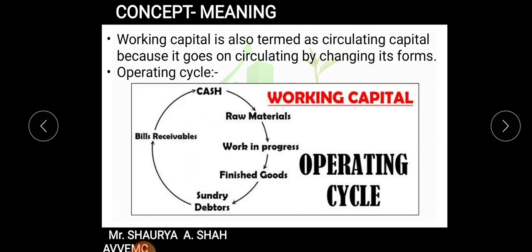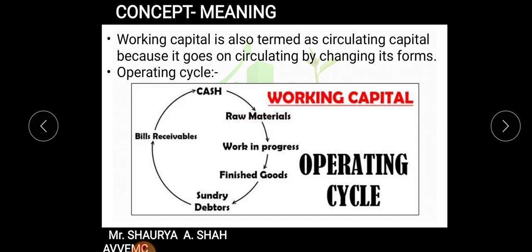For example, take the current situation of the pandemic, that is COVID-19. People have invested in raw materials, they have ready stock, right? Some of them have invested in raw materials, but due to the current situation of lockdown, they have not been able to convert them into finished goods, so their capital is blocked here.